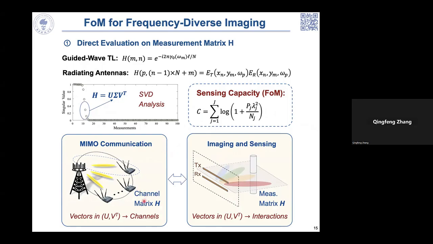So here, the channel matrix in communication corresponds to the measurement matrix in imaging. Okay, so these non-zero singular values in communication mean the independent channels for communication. In the case of imaging, all of these non-zero values mean the independent interactions between this antenna and this object. So the vectors in U and V correspond to the channels in the communication. In the imaging case, the vectors correspond to the interactions. Okay, so we have a unified point of view to look at the communication and imaging.